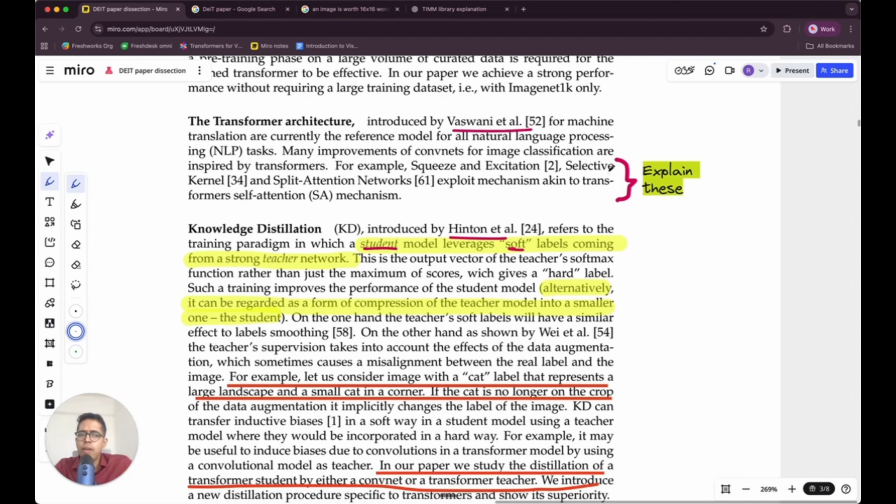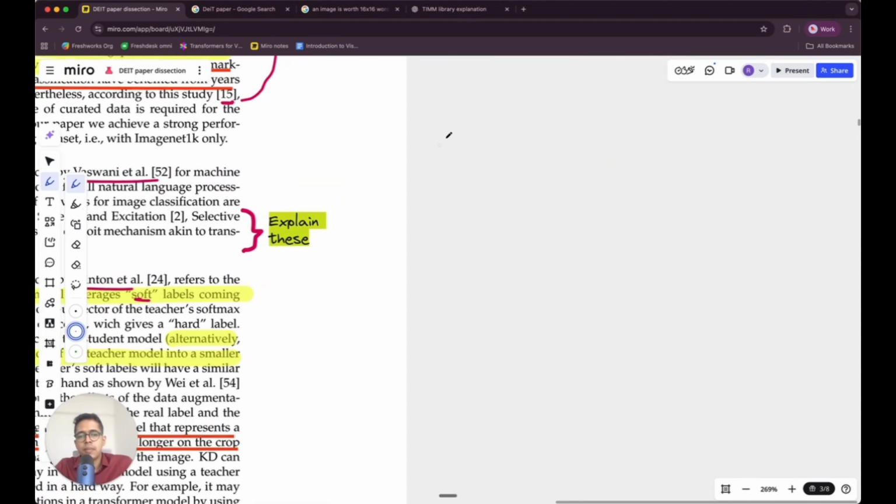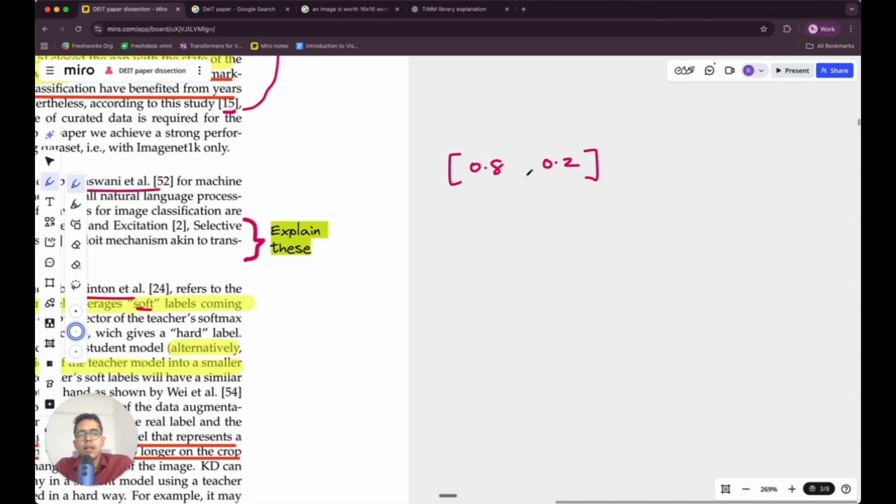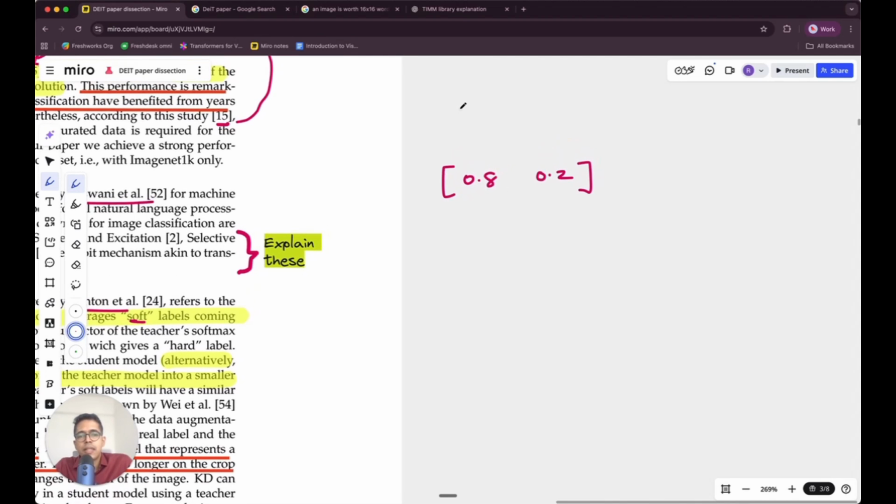So what does soft label mean? Soft label can mean something like this. So let's say you have cat versus dog classification. Let's say your model says 0.8 and 0.2 softmax probability scores. Then the model's prediction is, and let's say the first label is cat and second label is dog.